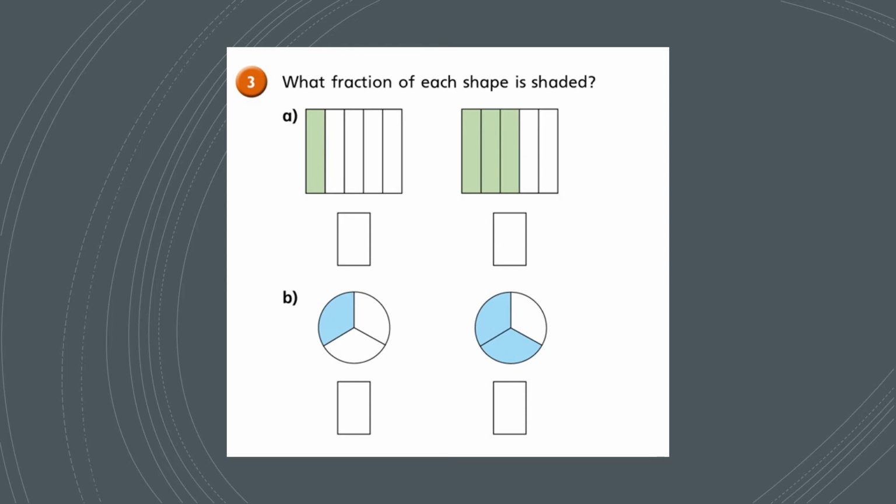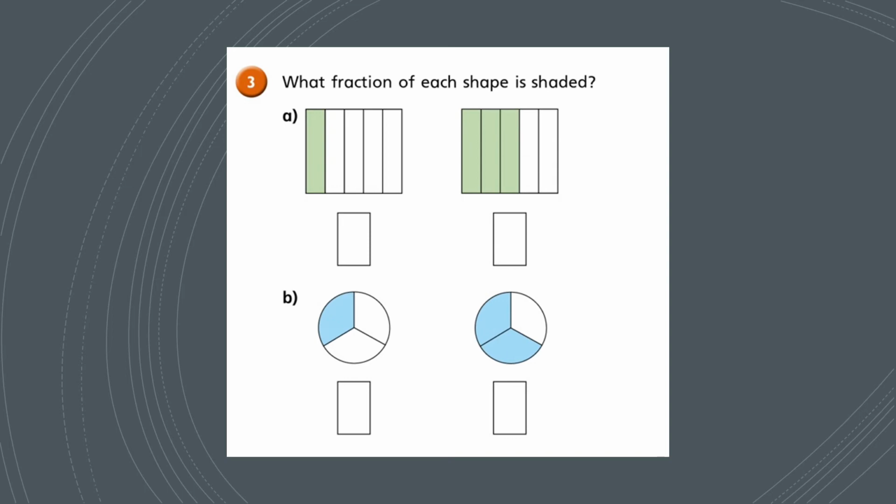Okay then. How many is shaded this time? And all of your hands would be up because there's 5 strips in the shape and 3 are coloured or shaded, so it would be 3/5. Now let's have a look at the circles. How many equal parts is our circle divided into? And we can see we have 3 equal parts. How many is shaded? 1, so it's 1/3.